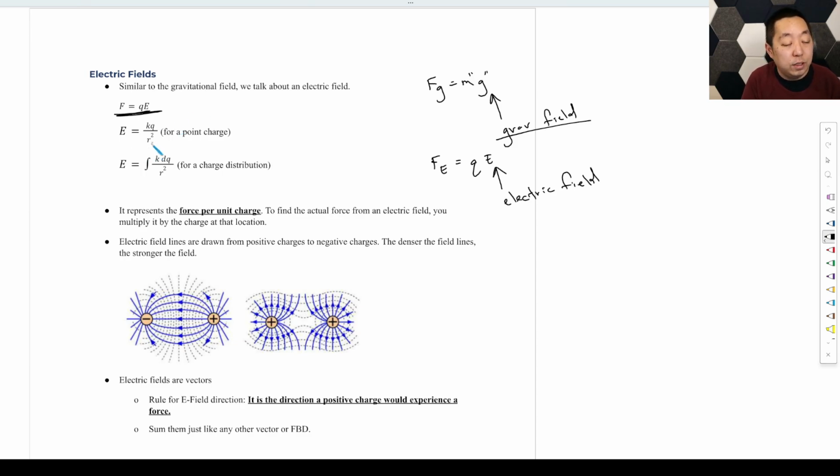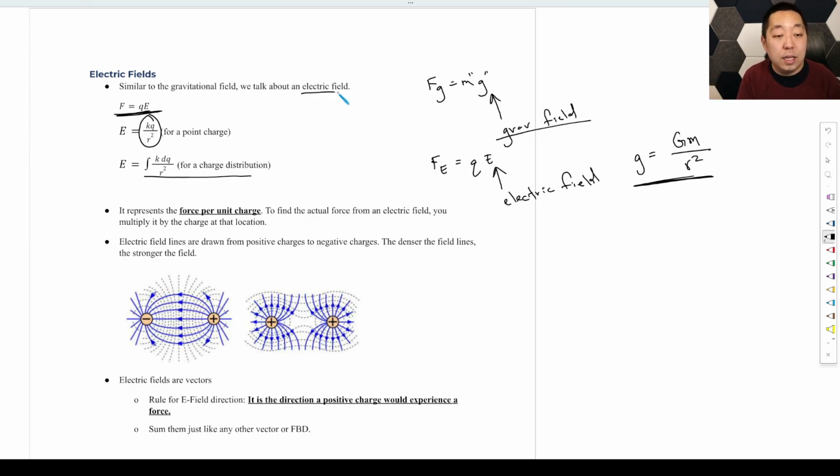Now, the electric field for a point charge is kQ over r squared. It's just like g was G times mass over r squared, if you remember this from mechanics. Very similar. You just drop one of the charges from Coulomb's law because you're dividing out that charge, and that gives you the electric field. Now, this is caused by other charges. So if a point charge creates an electric field kQ over r squared, and if you have multiple charges, a charge distribution, you may have to integrate. You may have to chop it up into little pieces and add them up.